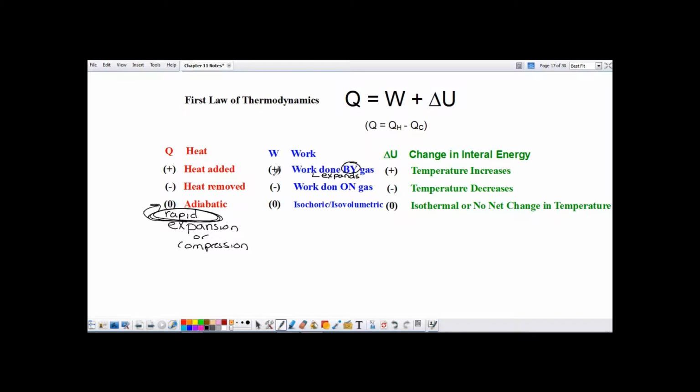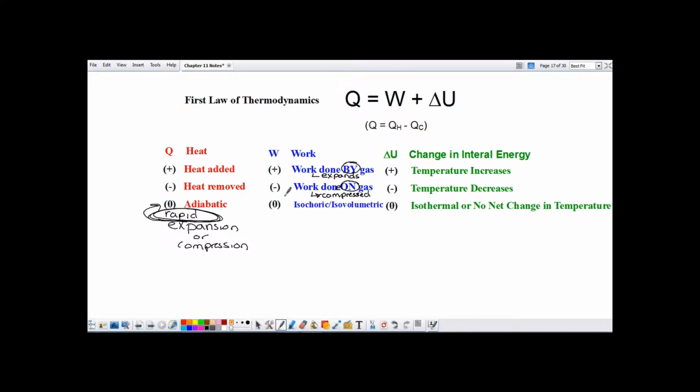Work is negative if work is done on the gas. This happens when the gas is compressed. Again, you might see in the problem the words "work was done on the gas," then you'll know it's negative. Or you might notice that the volume decreased and it was therefore compressed, and you'll know that negative work was done as well.